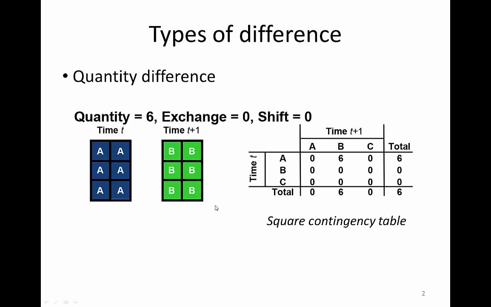This technique is described in a paper published in the International Journal of Remote Sensing. Quantity difference is defined as the amount of difference between a map at time t and a map at time t plus 1 that is due to the less than maximum match in the proportions of the categories. We see an example of a square contingency table on the right, which shows the cross tabulation between the number of elements for each category in the time t map and the time t plus 1 map. Quantity difference for a given category can be found looking at the total column and the total row for that category. If there is any difference between the two values for a given category, then it corresponds to quantity difference.